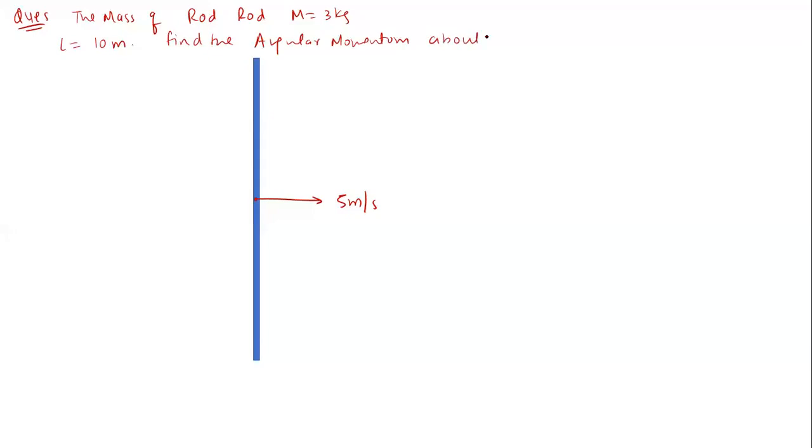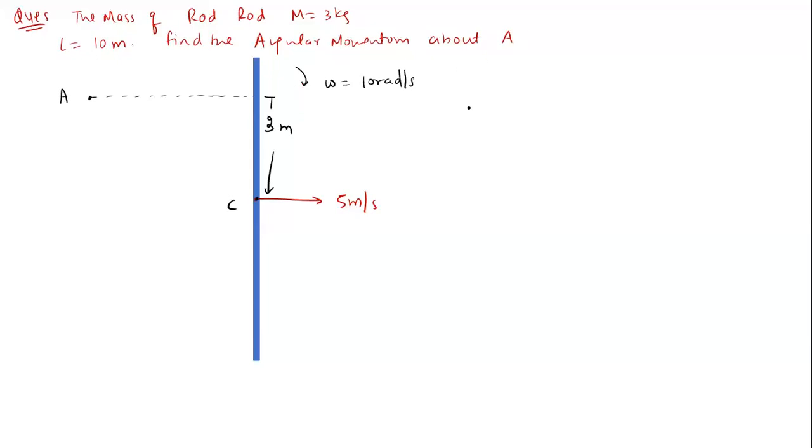about point A. Point A is somewhere here. The distance of point A from the center is 3 meter. This is the center of the rod. So you have to find the angular momentum of this, and this rod is rotating in clockwise with omega 10 radian per second.